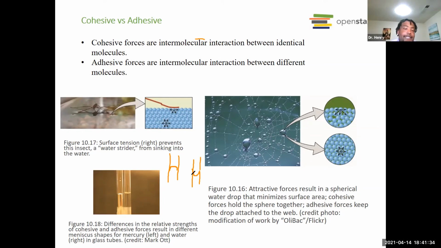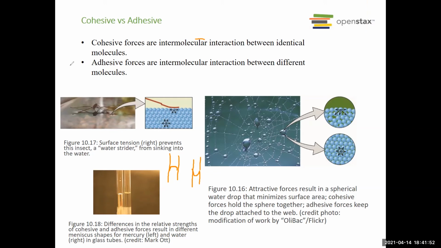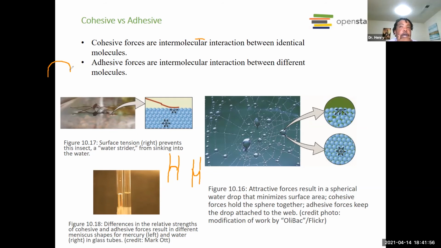So we have cohesive forces or adhesive forces. Which one is going to be greater, and why do you think? In the case of mercury. Cohesive forces. Okay, so cohesive forces are going to be greater. And you can tell that that's the reason why you have that protrusion, right?